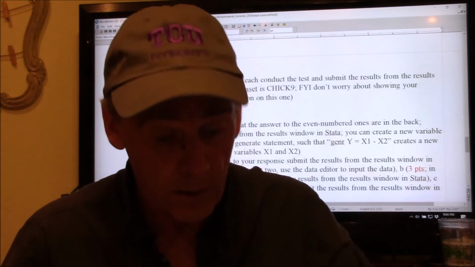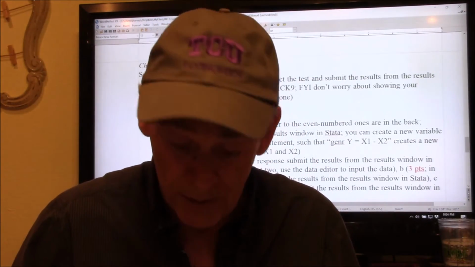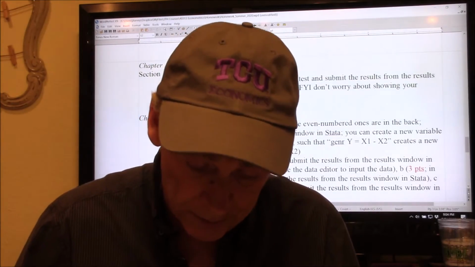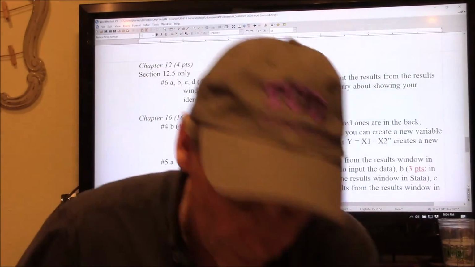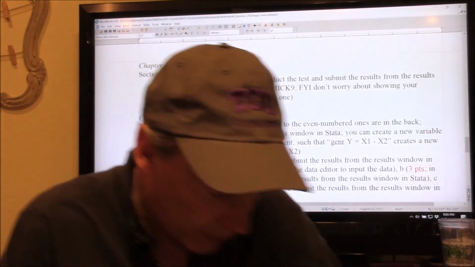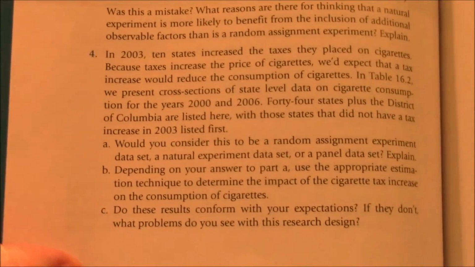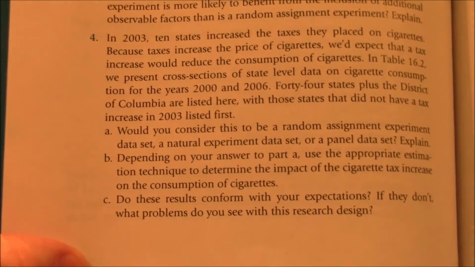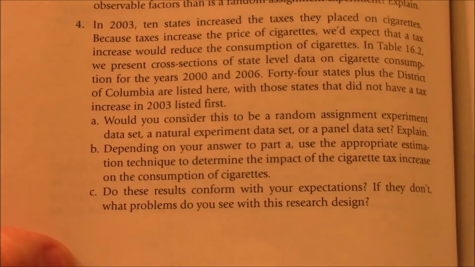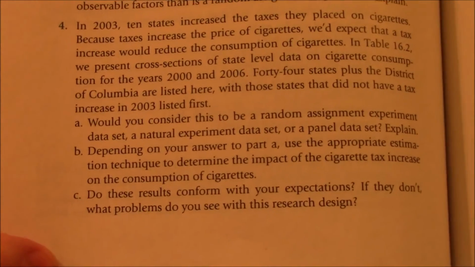The answers to the even-numbered ones are in the back of the book. Let's have a look. This is a natural experiment data set that also happens to be a panel data set, and so on. So, that's why I didn't assign A. B says, depending on your answer to part A, which you can find in the back of the book, use the appropriate estimation technique to determine the impact of cigarette tax increases on the consumption of cigarettes.